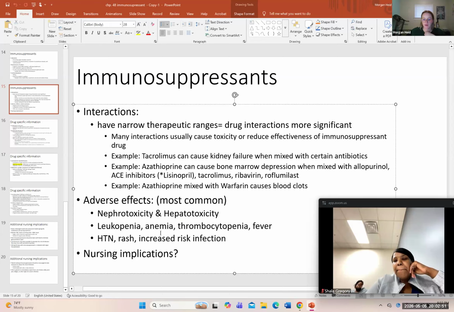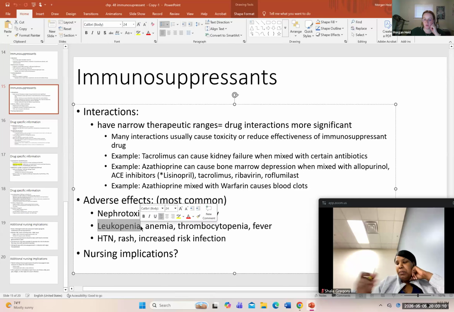It can also cause anemia and thrombocytopenia, so low red blood cells and low platelets. Having low platelets makes me at risk for bleeding, so I should have my patient on bleeding precautions. And I should have my patient potentially on neutropenic precautions, depending on how low those white blood cells get, which means I'm protecting that patient from me. I have germs, they have no immune system. I need to wear PPE so that they don't get my germs.